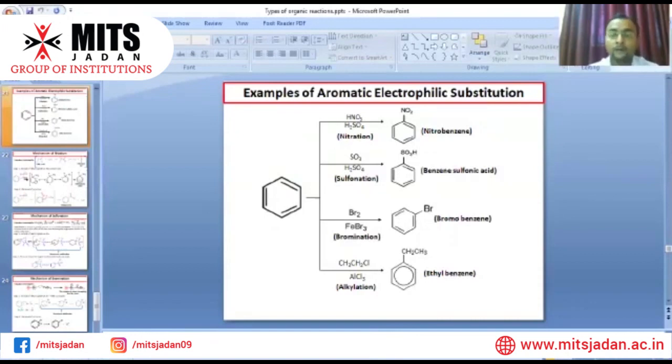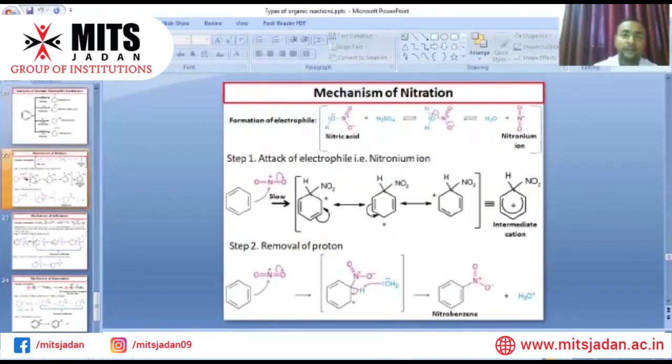Now one by one we will understand the mechanism of each reaction. First we will discuss the mechanism of nitration. First of all, we will see the formation of the electrophile. Nitric acid in the presence of sulfuric acid reacts to give the nitronium ion.